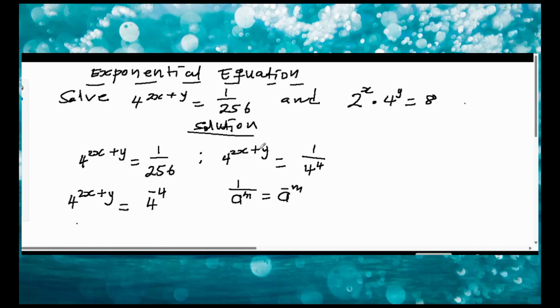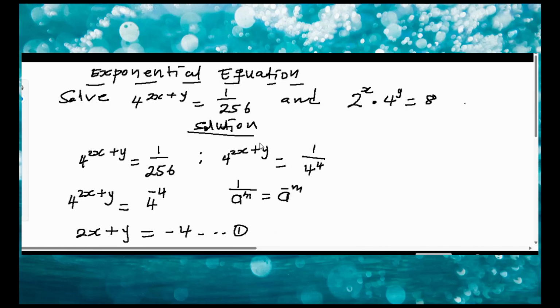When the exponential equations have the same base, then we can equate the exponents. Looking at these, the bases are the same. Since we have 4 here and 4 here, our exponents 2x plus y is going to be equal to -4. That's going to be our equation 1.